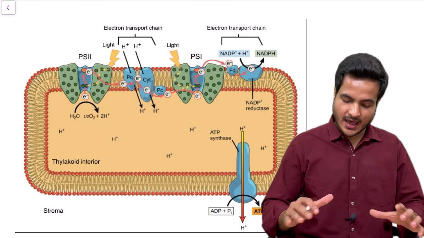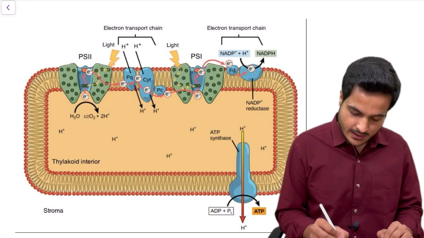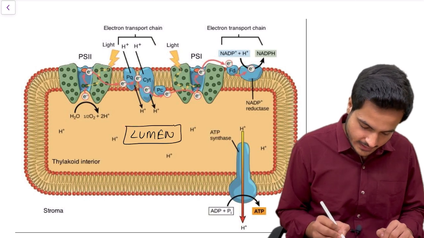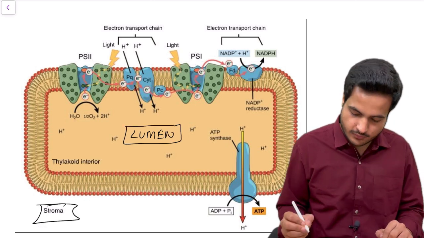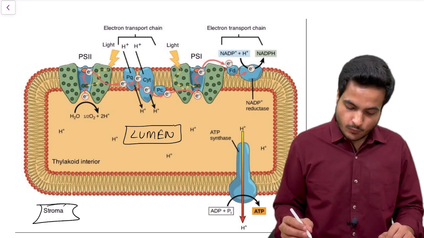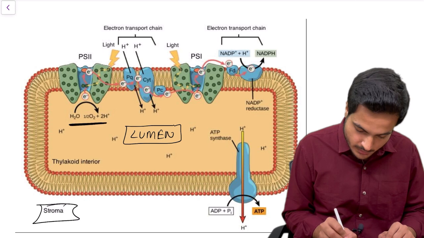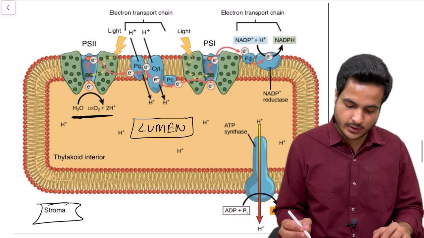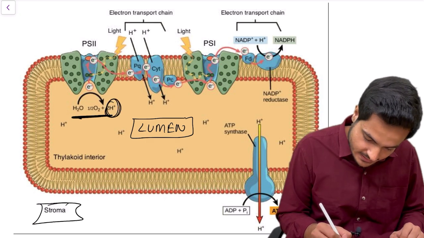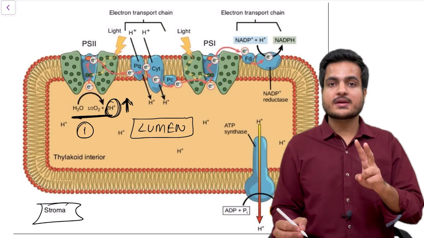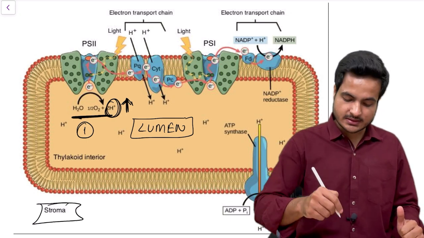So here we have this as a thylakoid, and inside we have the lumen of the thylakoid, and outside we have the stroma of the chloroplast. Now what is happening is water is splitting inside the lumen. You can see this reaction is taking place inside the lumen of the thylakoid. Therefore H plus ion concentration is increasing in the lumen. This is the first reason for increasing H plus ion concentration inside the lumen.